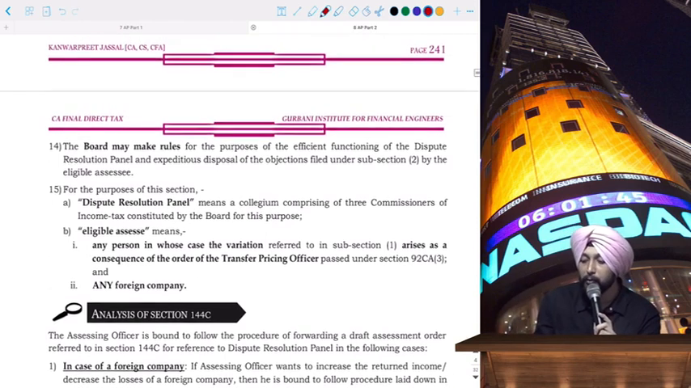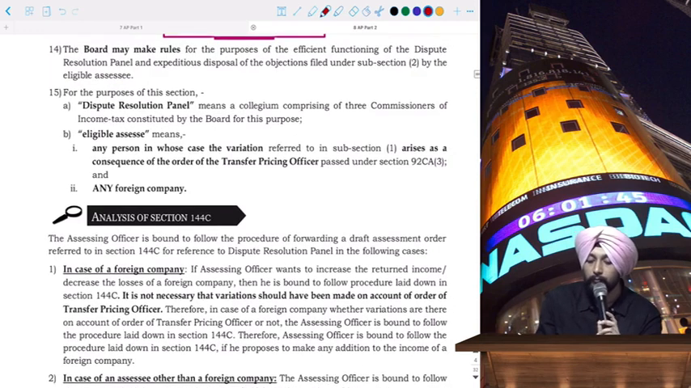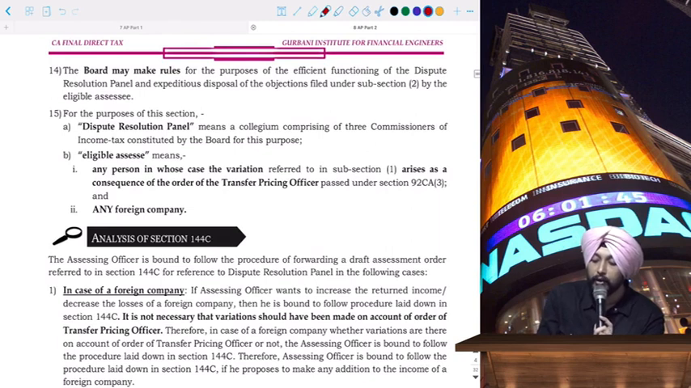So if you can please come to page number 242. Page number 242, and you find it over here that DRP means a collegium comprising of 3 commissioners of income tax constituted by the board for this purpose.